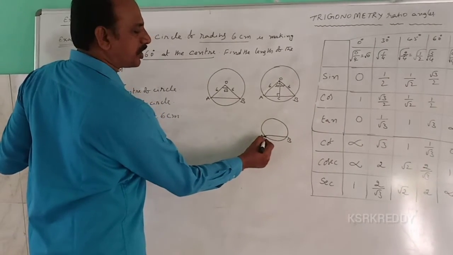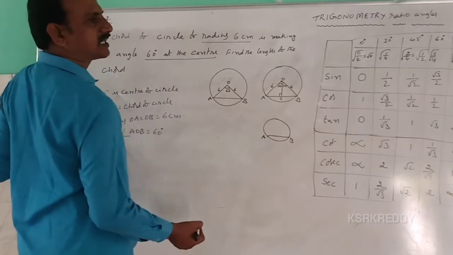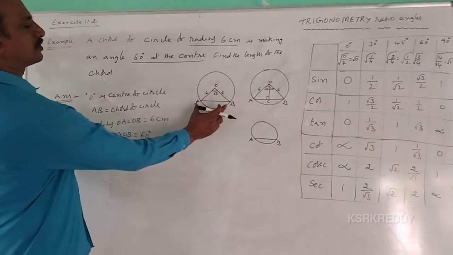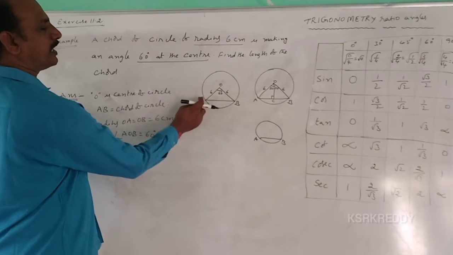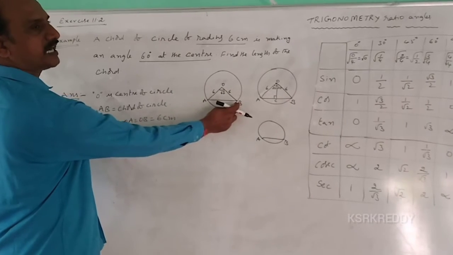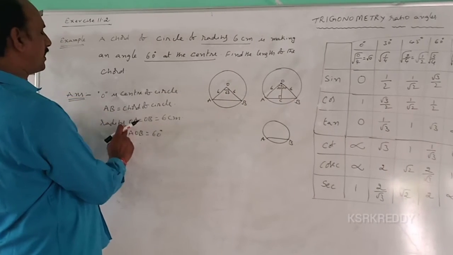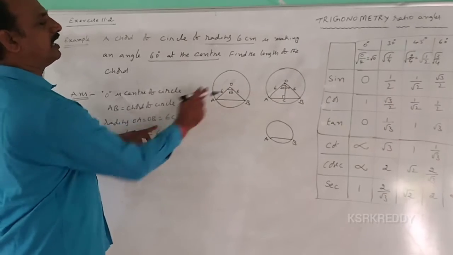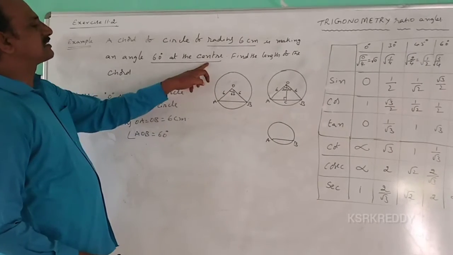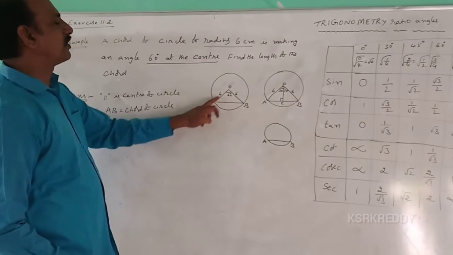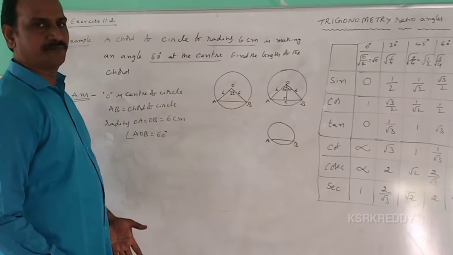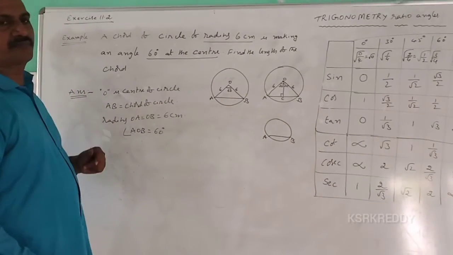The line segment joining any 2 points on the circle is called a chord of a circle. So AB is the chord of a circle, OA is the radius, OB is also radius. OA equal to OB equal to 6 centimeters. Angle at the center equal to 60 degrees, therefore angle AOB equal to 60. These are the given values.